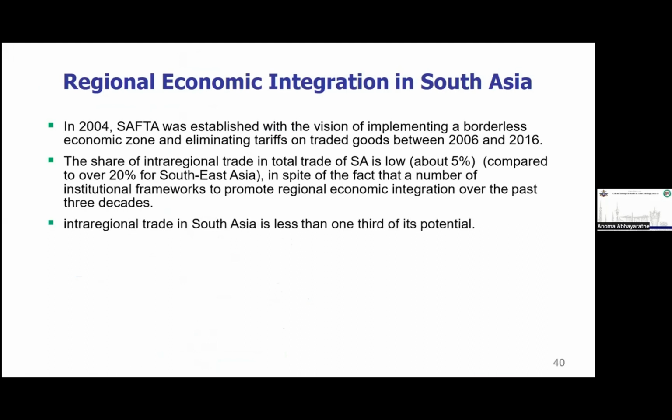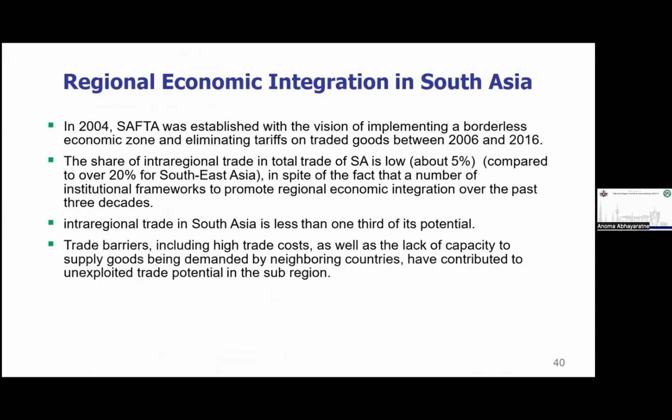In 2004, SAFTA was established to broaden the free economic zone and eliminate tariffs. But even today, it is not working at the level expected from it. The share of interregional trade in total trade of South Asia is low, about 5%. We only trade 5% of our international trade with our partners, the countries in South Asia.